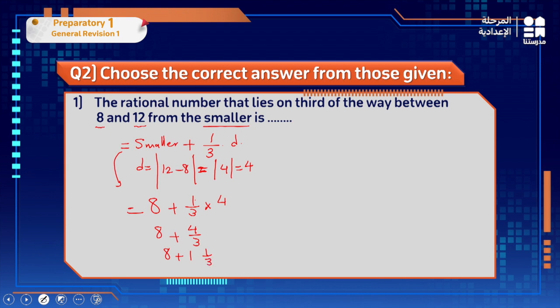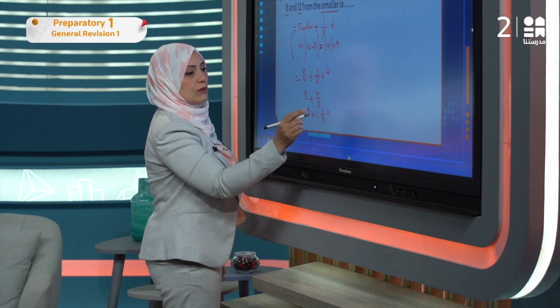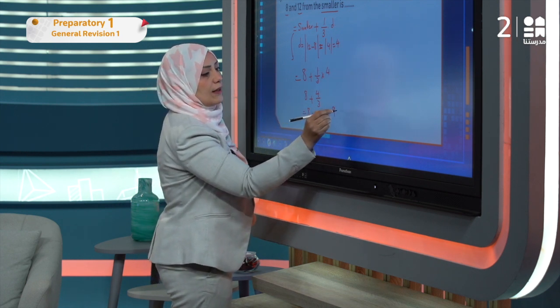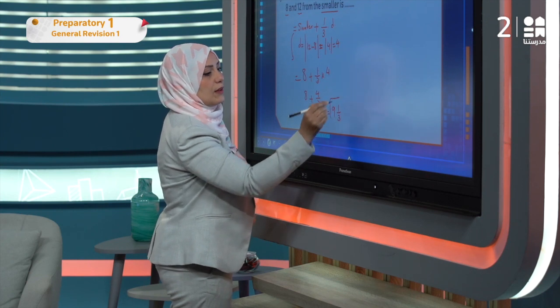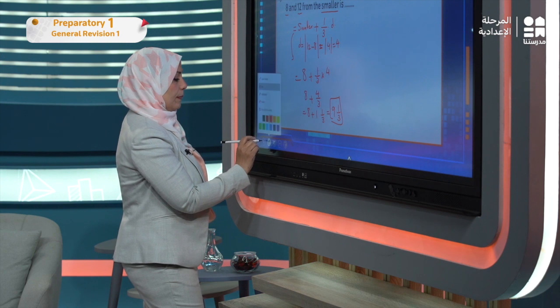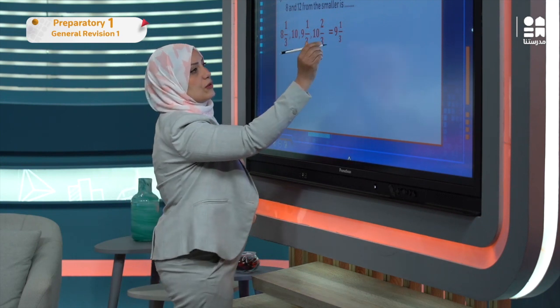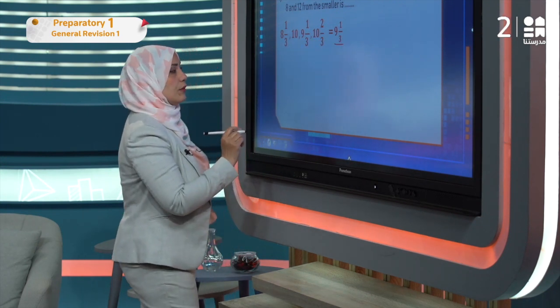By long division. 4 divided by 3 is 1, and the remainder is 1. We have to put the same denominator. So totally we will add 8 plus 1, the whole plus the whole, which is 9 and 1/3. That is the final answer. So here we have choices. I'm going to clear this one. Here it is, the final answer is 9 and 1/3.